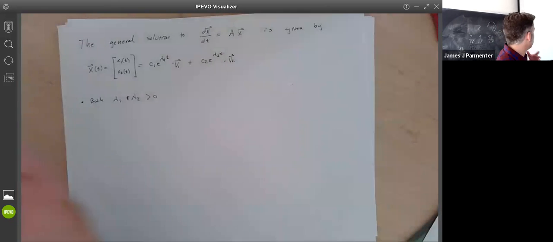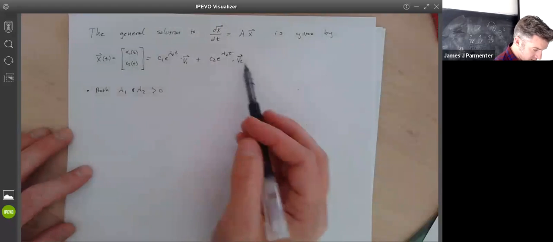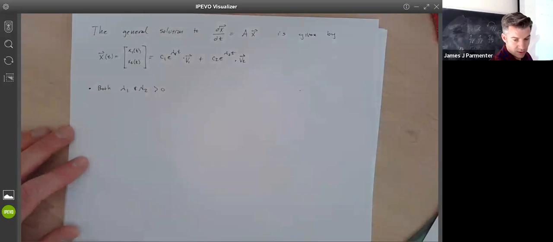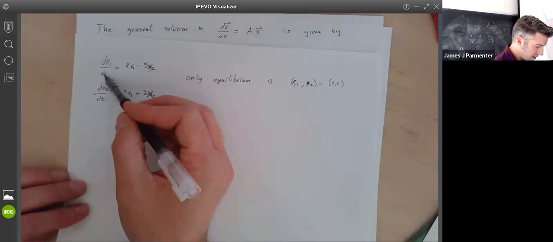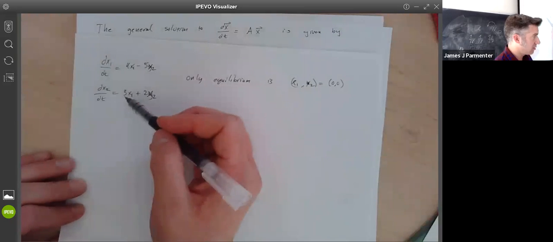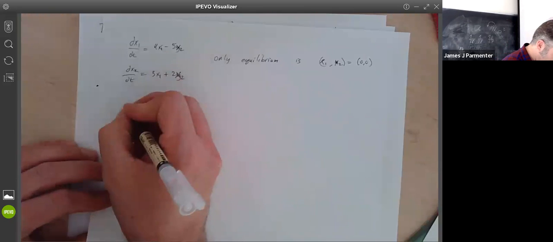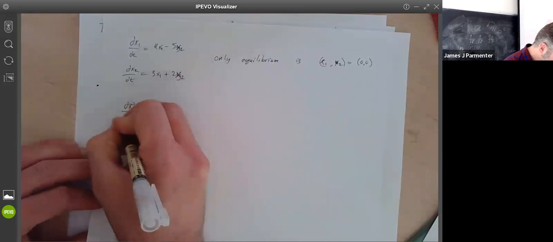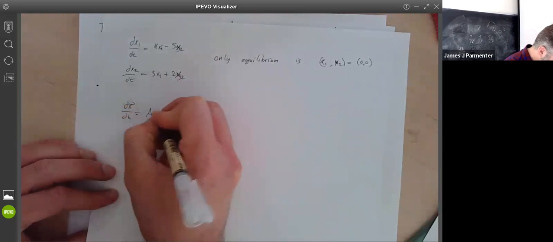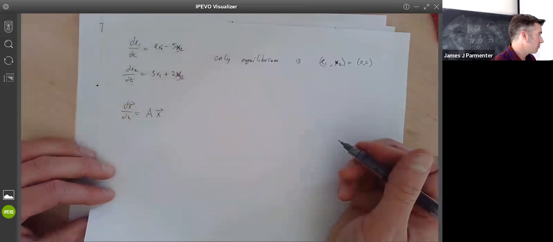But for now, if your system of differential equations can be written in this standard way, where your derivative is a multiple of your first variable plus a multiple of your second variable, and your other derivative is a multiple of your first variable plus a multiple of your second variable, then that means (0, 0) is the only equilibrium.